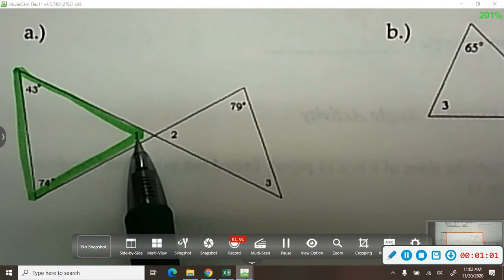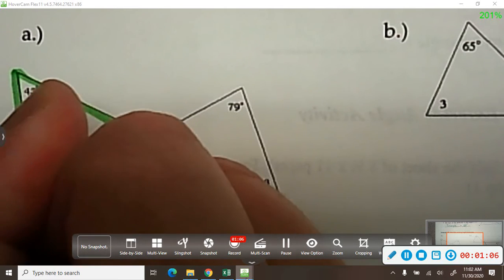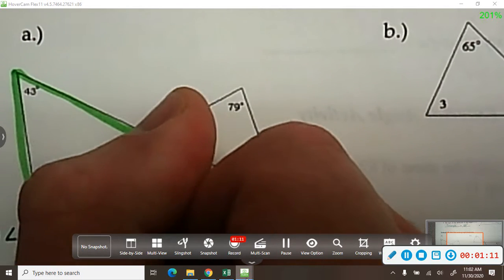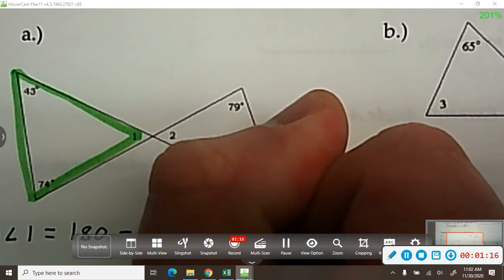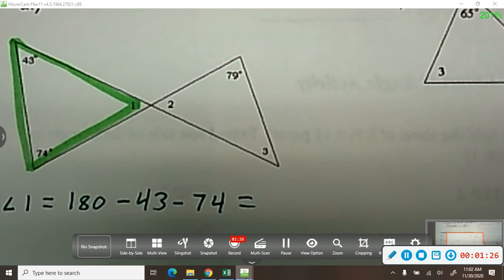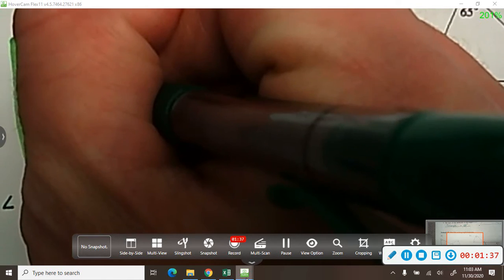So the measure of angle 1 is going to equal 180 minus 43 minus 74. So the whole thing is 180. Take away 43, take away 74, and I get 63. So I'd say angle 1 is 63.